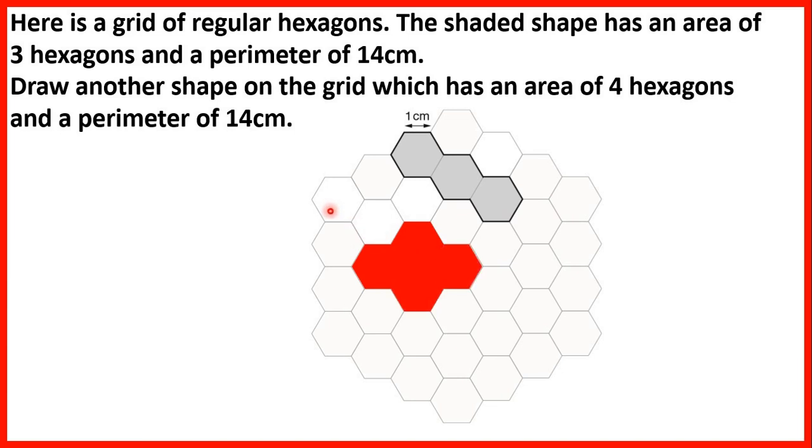That way the area is 4 hexagons, but if we count the distance around the outside, so we need to remember we're starting here, we can count 1, 2, 3, 4, 5, 6, 7, 8, 9, 10, 11, 12, 13, 14, and now we're back where we started, so that's a perimeter of 14 centimetres.